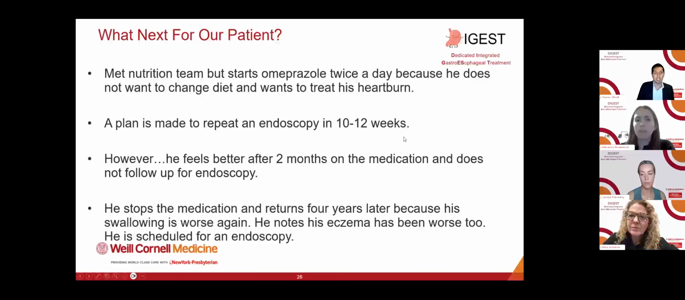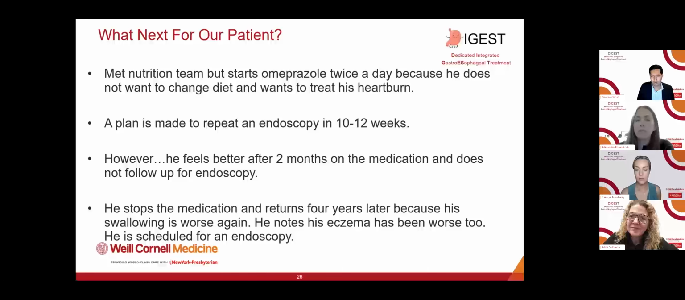He met with the nutrition team after his endoscopy, and he started omeprazole twice a day because he didn't want to change his diet at all, and he did have a little bit of heartburn. So he wanted to treat both the heartburn and the EoE. After he started the medication, the plan was to repeat an endoscopy in 10 to 12 weeks. But as with many patients, after they start medication, they feel a lot better. So he felt better after about 2 months, didn't follow up for the endoscopy, and eventually, after time, he stopped the medication.